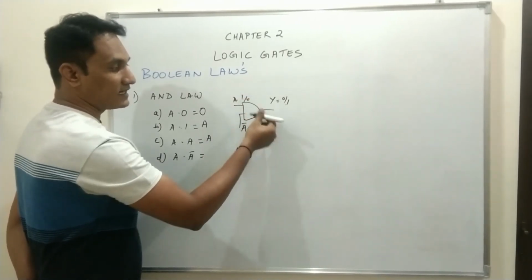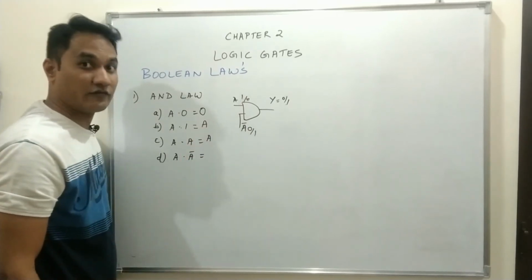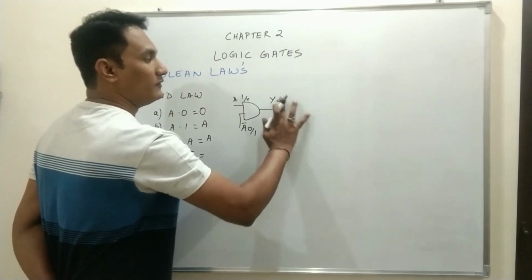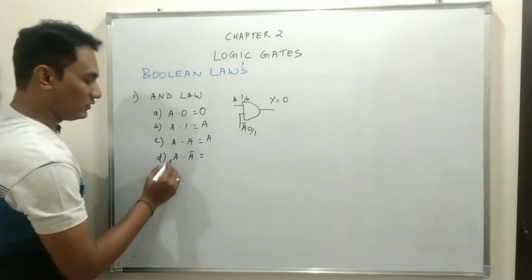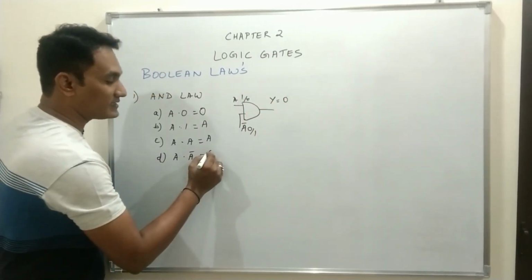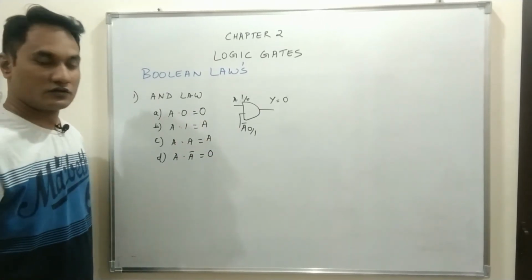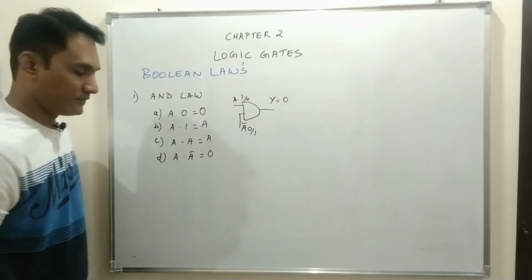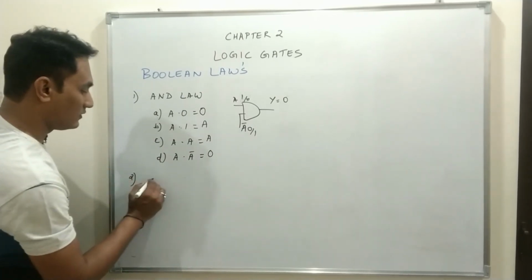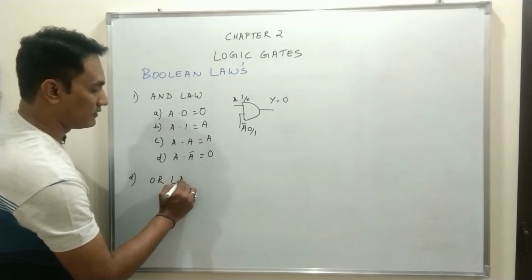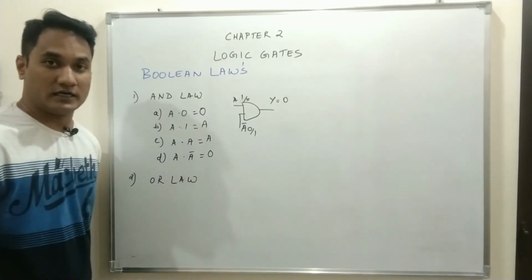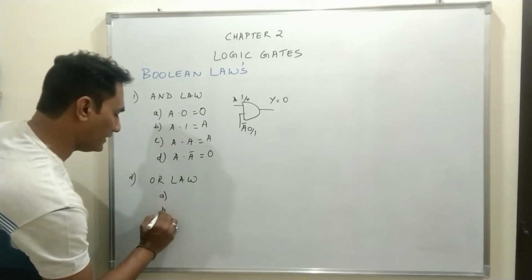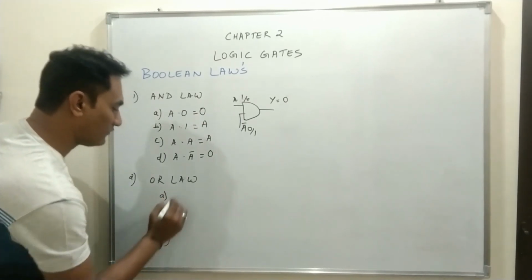In both the cases, at least one input will be always 0. And for AND logic, if any one of the input is 0, the output will be always 0. So A dot A bar will be always 0. So this is the first 4 laws under the heading AND law. The second one is called as OR law. Under the heading OR law, again we will have A, B, C and D, 4 laws.